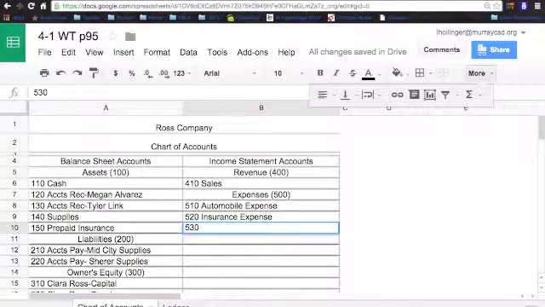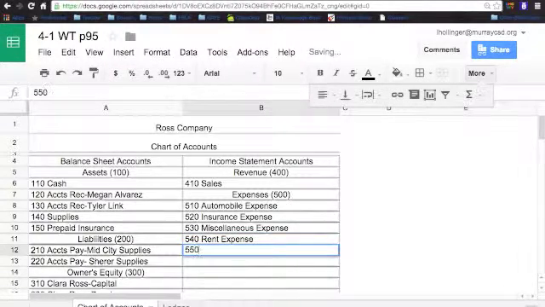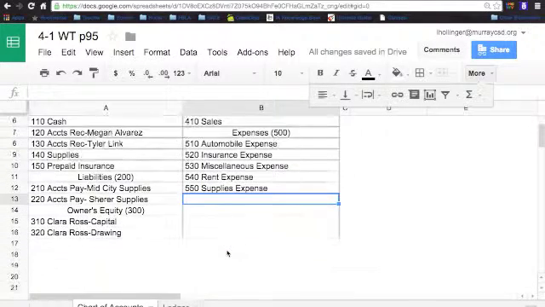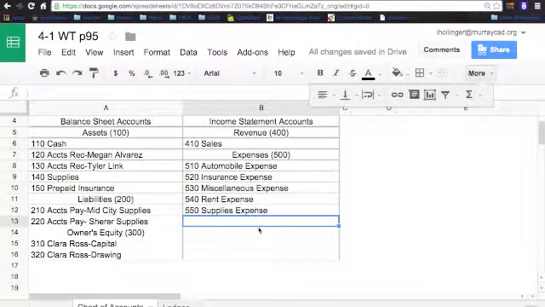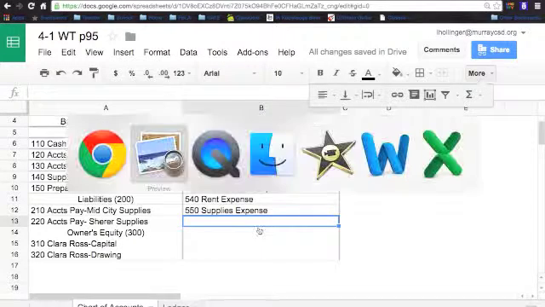530 will be our miscellaneous. 540, our rent expense. And 550, our supplies expense. Make sure you're keeping these separate. Prepaid insurance and insurance expense are not the same thing. Supplies expense and supplies are not the same thing. Make sure you're keeping those two separate. Okay? Now, your book, let's go back over to the picture.